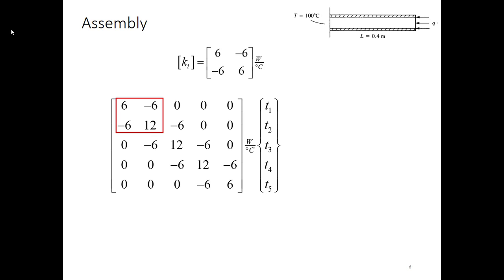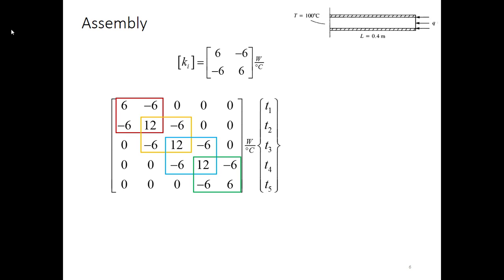Element 1 goes in the upper left corner. Element 2 is next, element 3, and element 4. This corresponds to each of those temperature terms that are at the nodes. So T1 is at node 1, T2 node 2, and so on. Just as we've done for the assembly process for a stress analysis FEA. But we're not done yet.